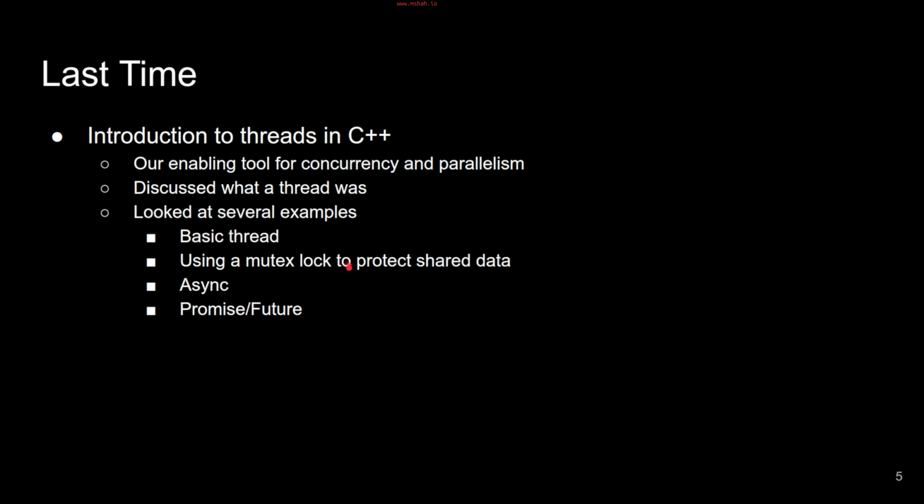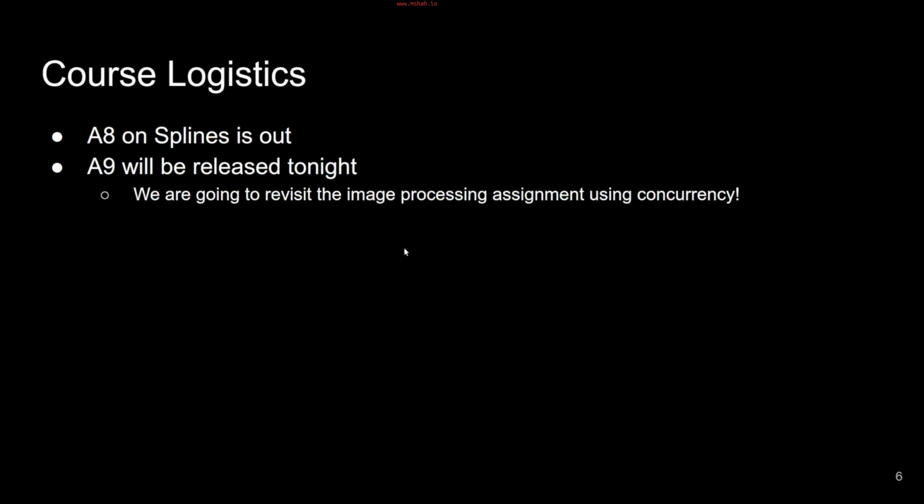So the main issue with concurrency is that if we have two threads accessing the same resource at once, then we can get what was called a data race. So we learned how to use a lock to protect that. Then we also learned about async functions and also promises and futures. And then we also did a little bit of other examples with lambdas, so that was a new C++ thing as well.